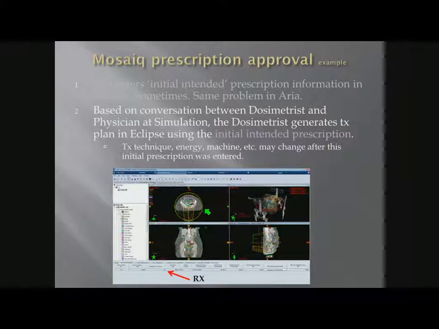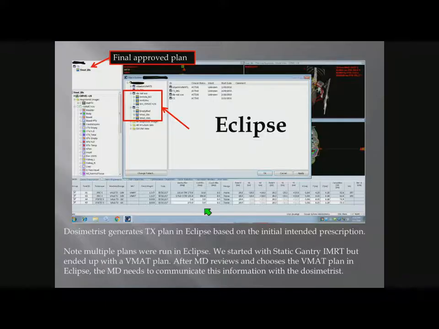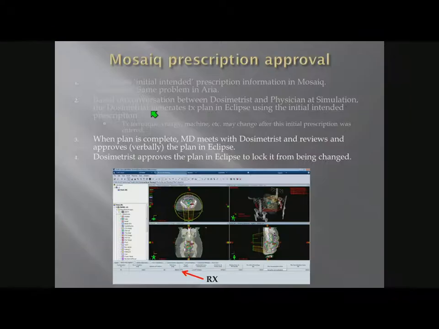And then based on conversation, the way it typically works in our clinic between the dosimetrist and physician at simulation, the dosimetrist is going to generate the treatment plan in Eclipse. And this is characterized by the technique, energy, machine, etc. Interestingly, many times the dosimetrist will decide to run more than one plan, and so this prescription may need to be changed with regard to the technique that's being used. The physician will review and decide which plan they like, and in this example case, for instance, they've chosen VMAT.